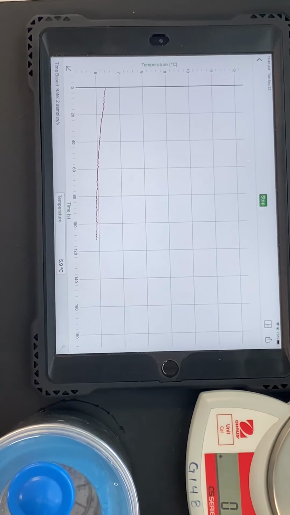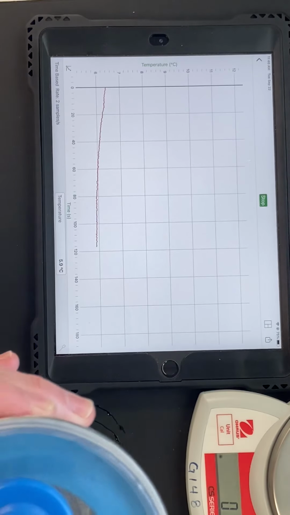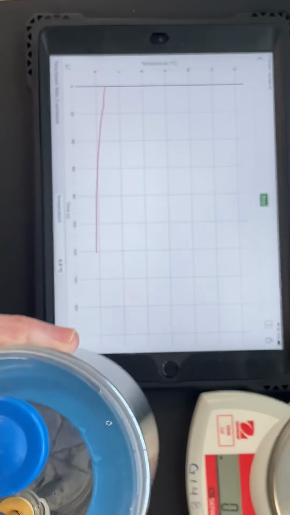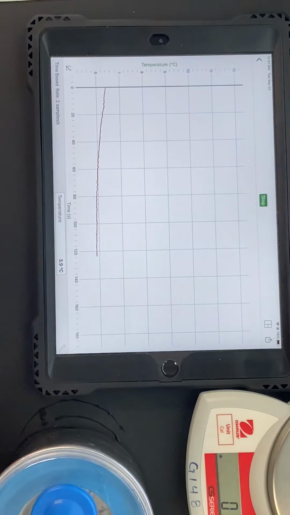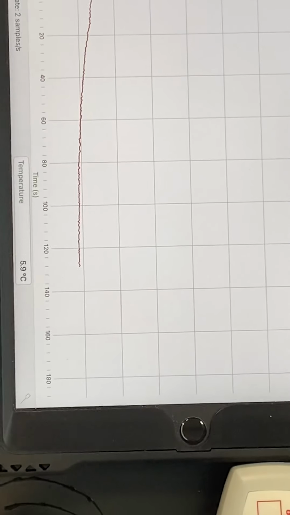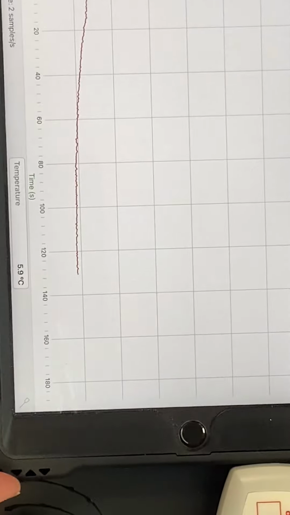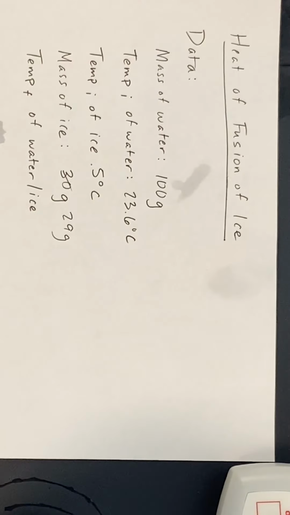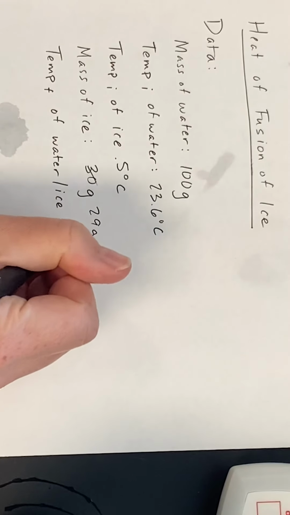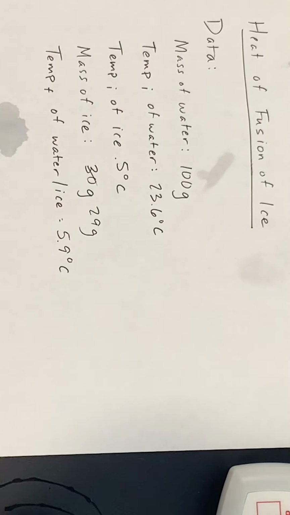Okay, I think we're there. I don't see any more ice. So the ice is melted and we are at 5.9 degrees Celsius. So our final temperature is 5.9 degrees Celsius.